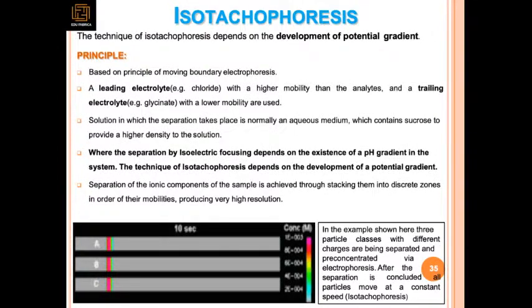Then comes isotachophoresis. In this technique, we depend on the development of a potential gradient, based on boundary electrophoresis, with a leading electrolyte of high mobility relative to the analytes and a trailing electrolyte with low mobility.